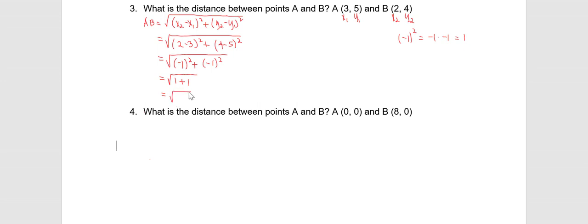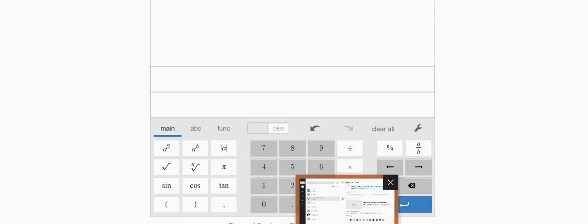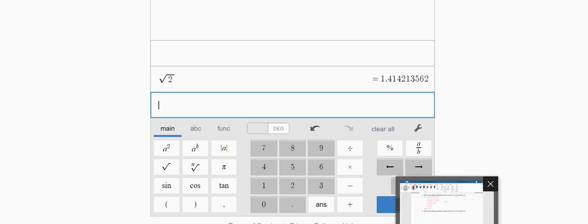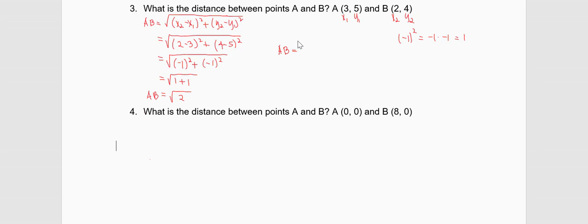Simplify the radicand. 1 plus 1 is 2. Therefore, the distance between points A and B is equal to the square root of 2. But then, the square root of 2 is approximately 1.4. So the distance between AB is approximately 1.4 units.